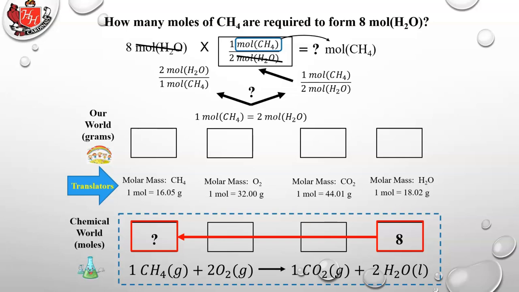And now that we have the units set up correctly, you simply do the math. That's going to be 8 times 1 divided by 2. If you do the math on that, you get 4 moles of CH4. What the equation is saying is we ended up with 4 moles of CH4 from 8 moles of water. And that is our final answer.